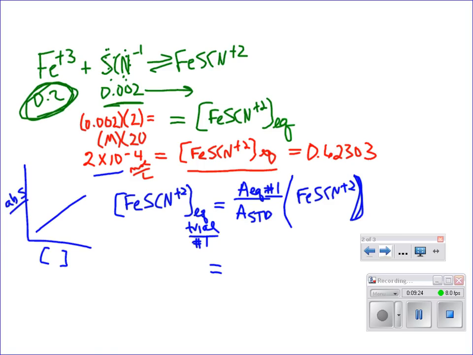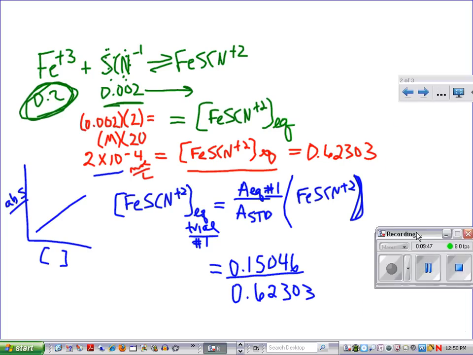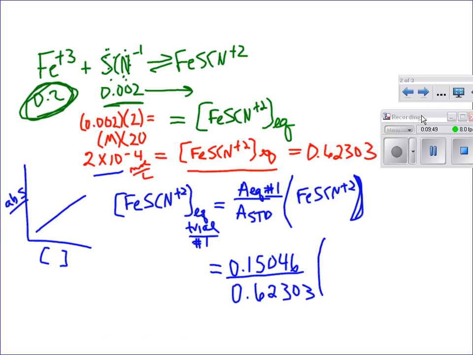So all I do is plug in. I'm going to plug in on top the absorbance of my trial 1, which I gave you at the beginning, to be 0.15046. And I'm going to divide that by my standard concentration. And I'm going to multiply that by the concentration of my standard. We just figured that out to be 2 times 10 to the negative 4th.